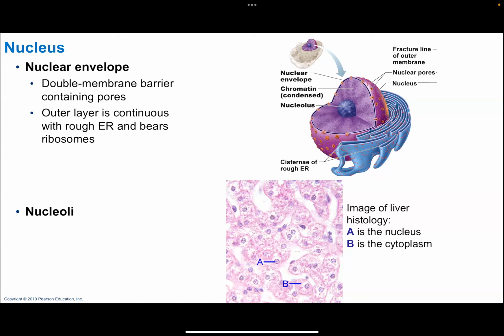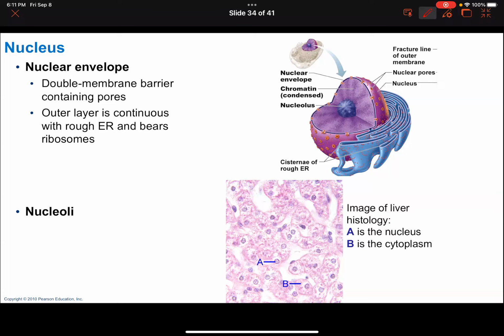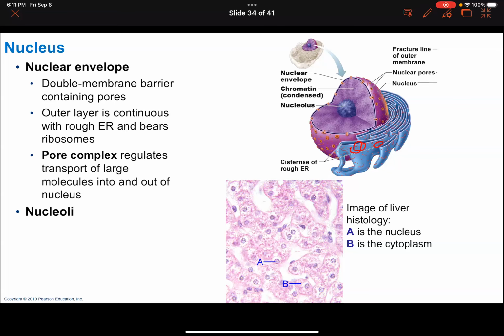And the rough ER is called the rough ER, which is the endoplasmic reticulum, because it has ribosomes on it. And you can see that here. These little dots in here are the ribosomes, and that's why it's, again, the rough ER. There's a pore complex that regulates the large molecules into and out of the nucleus. So all these nuclear pores are involved in allowing the larger molecules in and out.